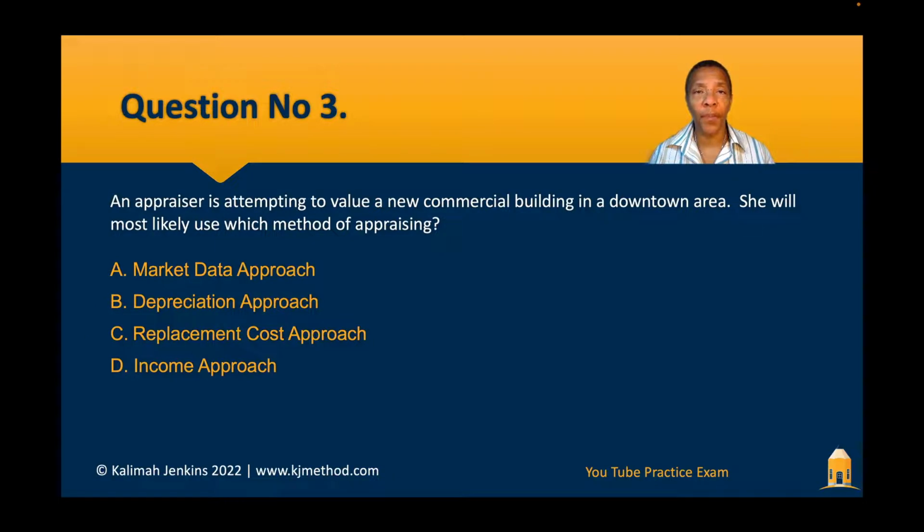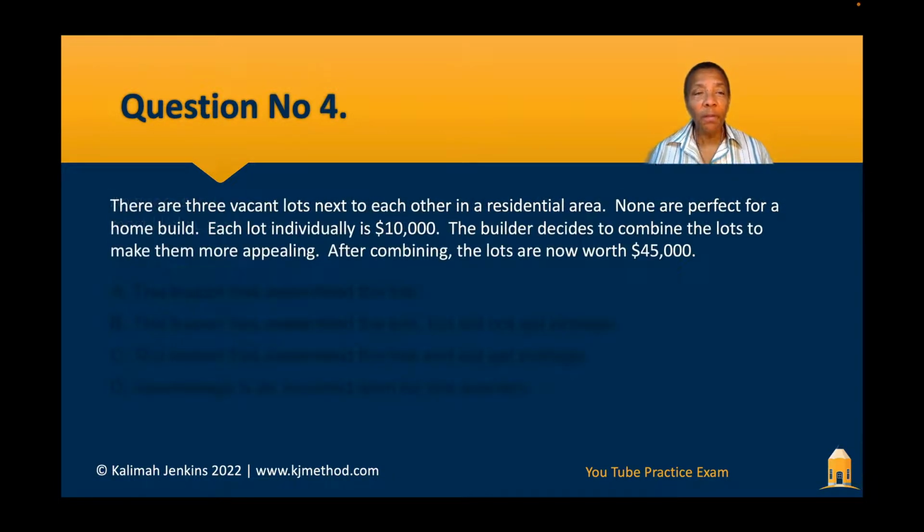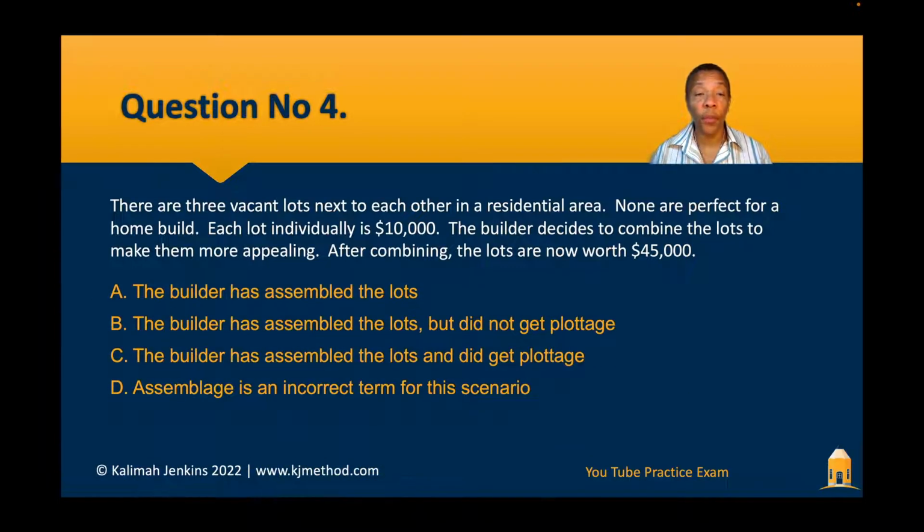Number 4. 3 vacant lots next to each other, residential area. None are perfect for a home build. Each lot individually is $10,000. The builder decides to combine the lots to make them more appealing. After combining, the lots are now worth $45,000. And so what are our answers here?